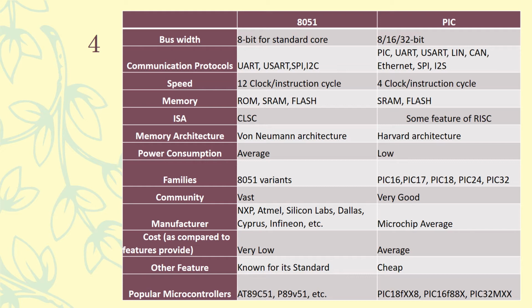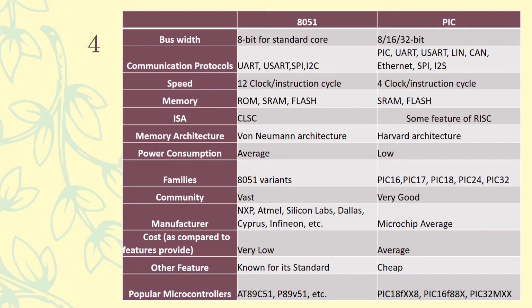Then memory wise, in 8051 we have ROM, SRAM, flash. Here it is SRAM, flash, and also, as I mentioned in the beginning, there is an OTP version available, a UV version of EEPROM available, and definitely conventional RAM, ROM, EEPROM, everything is there. Then the 8051 is a CISC controller. Here some features of RISC are also incorporated in some versions.